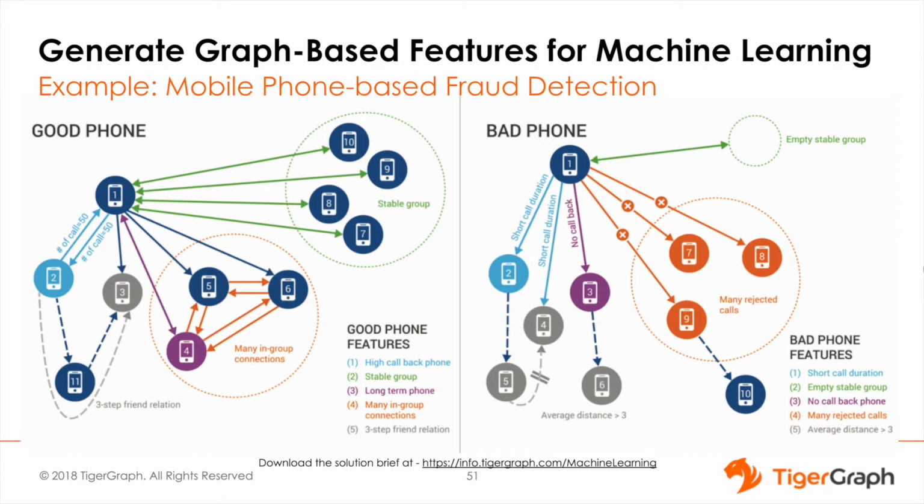Given TigerGraph's query language and engine designed to handle graph analytics at scale, it is a great vehicle for machine learning using graph-based features. Consider a real-world example from a mobile service provider where graph-based features for machine learning are generated in real time and used to improve detection of fraudsters who buy prepaid SIM cards and scam people out of money.